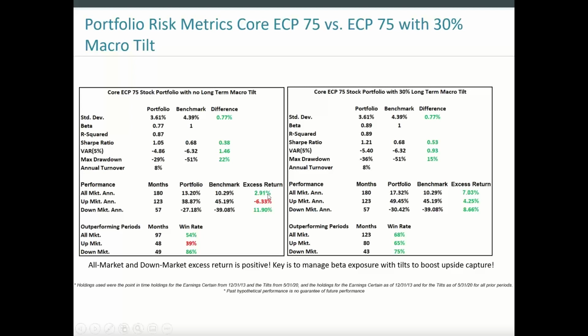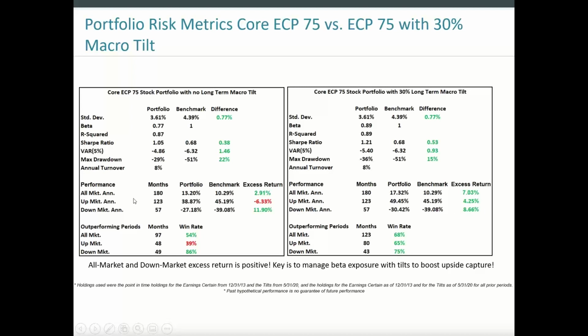Okay, so again, I'm going to ask the question that I've been asked over the last couple of weeks between 7 and 10 times. What are we doing to prepare for a downturn? And the answer is, what do we need to do to prepare for a downturn? We're always prepared for a downturn. This down market excess return is almost 12% in core. When you add your 30% macro tilt, you're still outperforming in 43 of the 57 down months with a 75% win rate, and your excess return is still 8.66%.